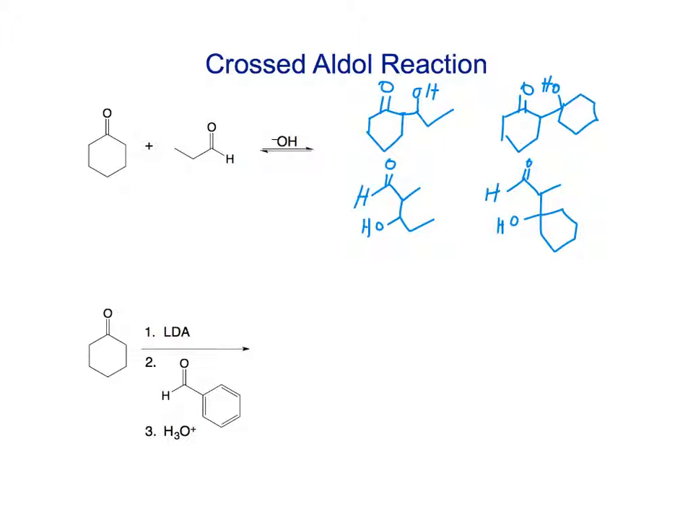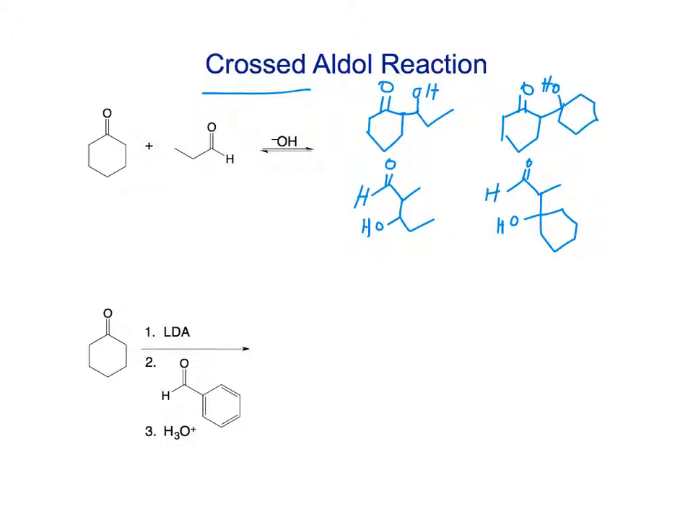So another way to do this, what's called the crossed aldol, right? We're crossing between two different molecules, is to do it between two reacting partners where one of them does not have an alpha proton. Okay, so it can only behave as the electrophile.